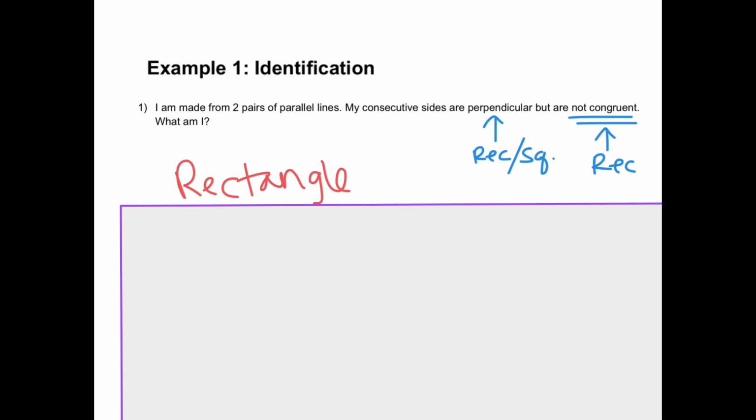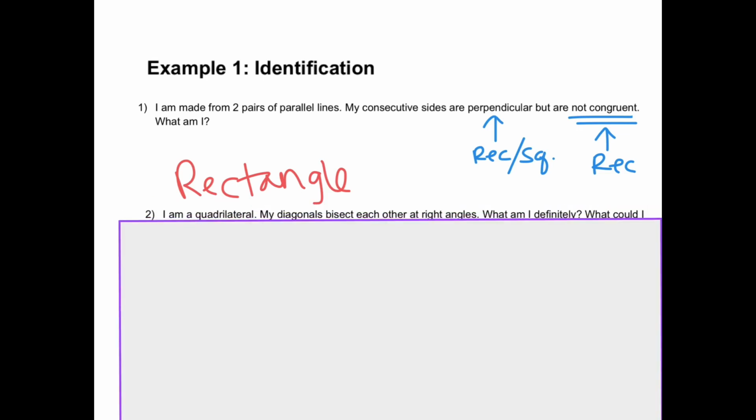Okay, so the answer to number 1 is rectangle, and here is my reasoning. My consecutive sides are perpendicular. Perpendicular for the consecutive sides means the 90 degrees at the corners, so that's either a rectangle or a square. But those sides are not congruent to each other, which means it has to be a rectangle. So number 1's answer is definitely a rectangle.